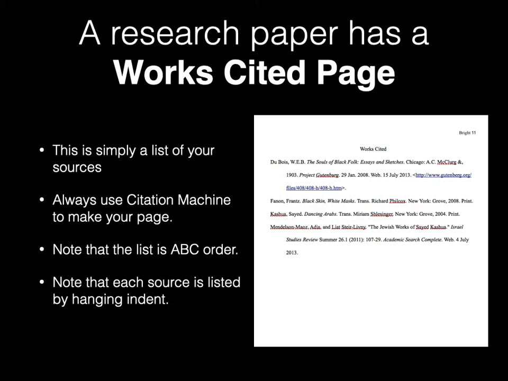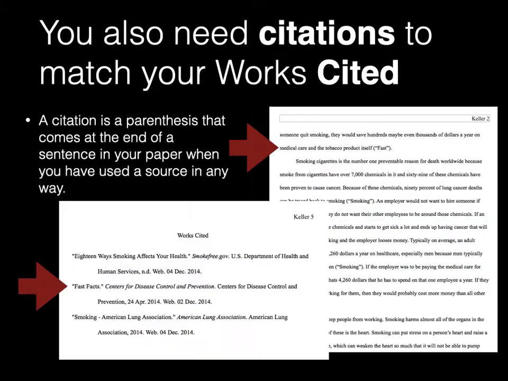So that's the first way that you need to give credit. The second way is that you need to have citations within your paragraph. So what a citation does is it's a parenthesis that comes at the end of a sentence. If you look at this first arrow here, see how it says fast in quotation marks? So if you will look on this sample works cited page, that's coming from Fast Facts, Centers for Disease Control, and so on.